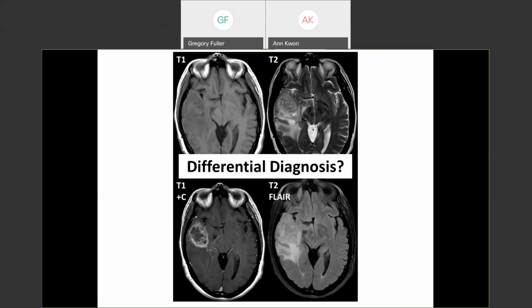Now, question, listen. If all you had was a T1 post, which is this on the left, then it would be metastasis, which is an order of magnitude more common than glioblastoma. All right, and just statistically, glioblastoma number 1, metastasis number 1. But we have the T2 FLAIR.